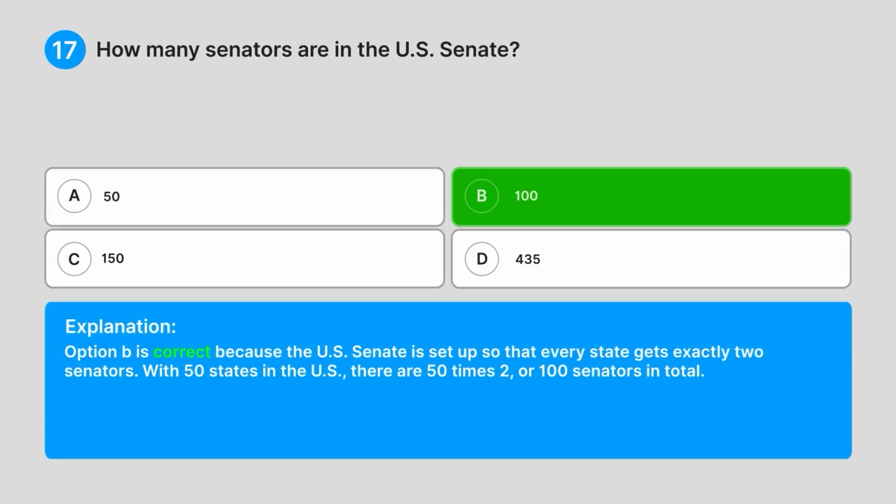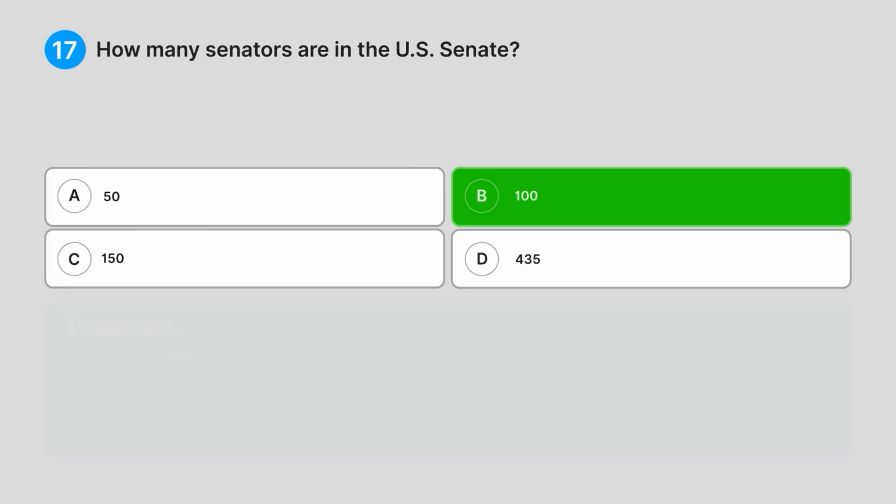Explanation: Option B is correct because the US Senate is set up so that every state gets exactly 2 senators. With 50 states in the US, there are 50 times 2, or 100 senators in total.